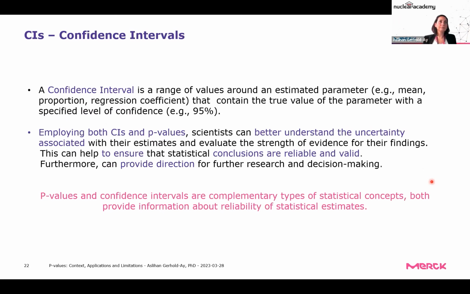A confidence interval is a range of values around an estimated parameter, which, for example, is then a mean, proportion or a regression coefficient, that contains the true value of the parameter with a specified level of confidence, the typically used 95% confidence interval. P-values and confidence intervals are complementary. That is really important. Complementary types of statistical concepts, both provide information about reliability of statistical estimates. So please, when you would like to use your p-values, then report also effect sizes and the confidence intervals, because then everyone can better understand the data and make better conclusions, which really helps.